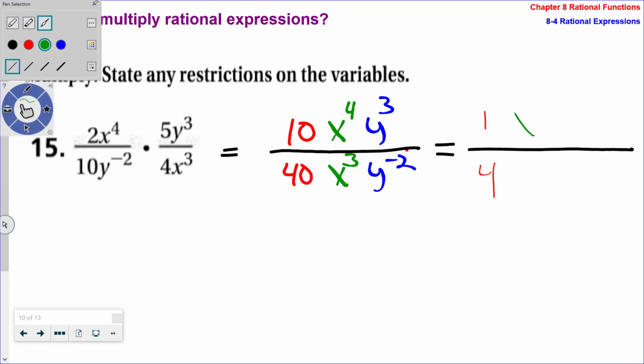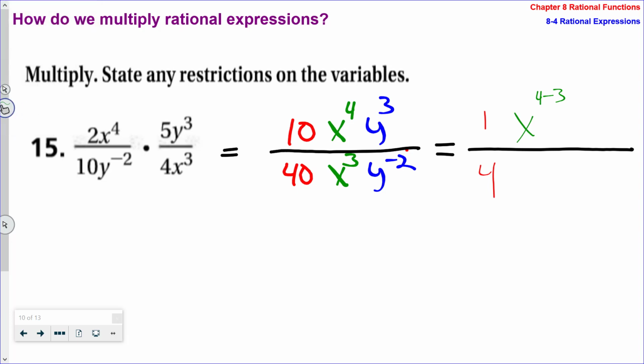And here's why it's x. When you're dividing and the bases are the same, you subtract the exponents, so it's 4 minus 3. So this is x to the 4 minus 3. 4 minus 3 is just 1. You can put the 1 there if you want, or you can leave it out. So it's just 1 x to the first, or just 1x.